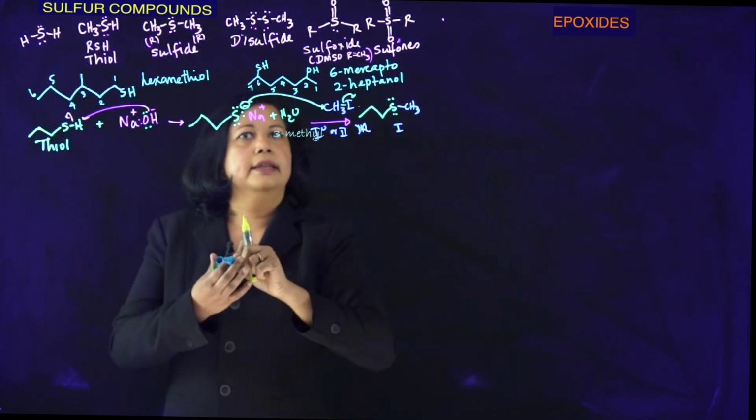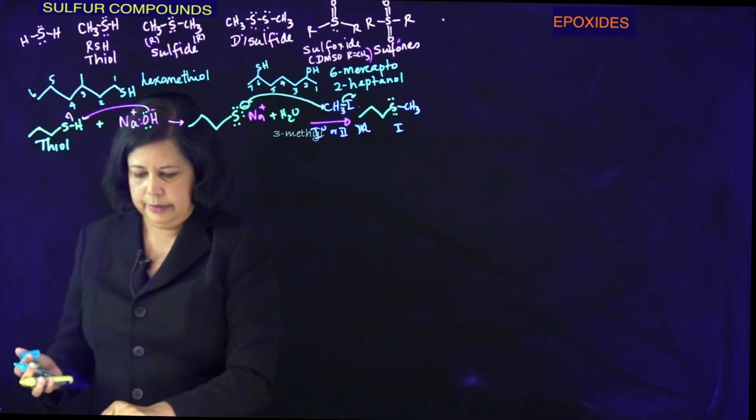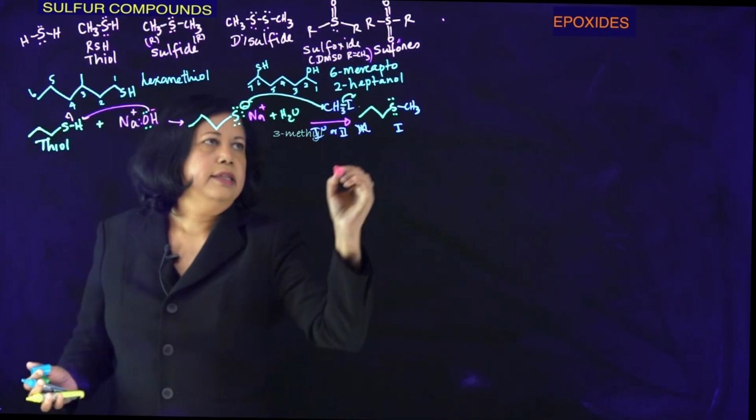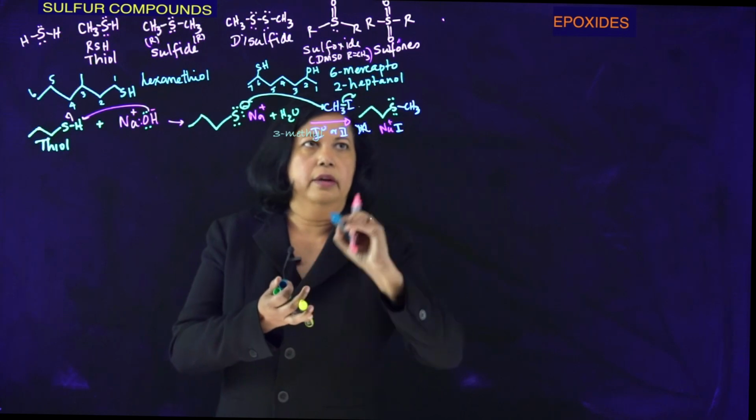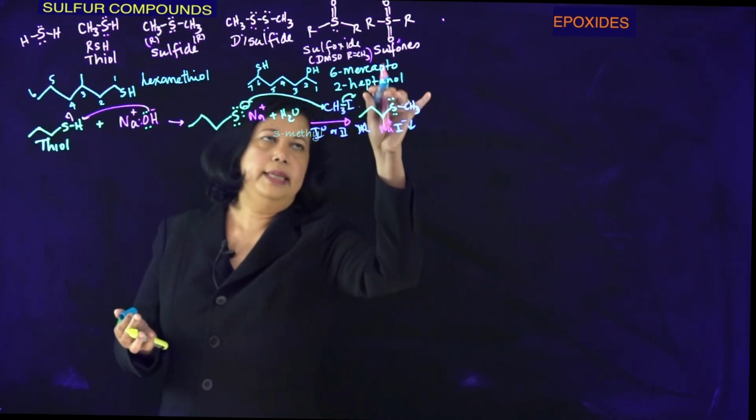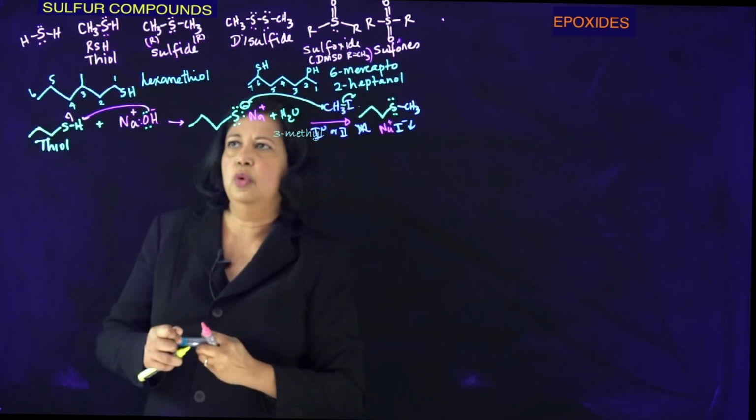Plus the iodide then goes off with your sodium. So that's a very easy way of making sulfides from thiols. That's going to precipitate out, and you can distill it out. These are very low boiling.